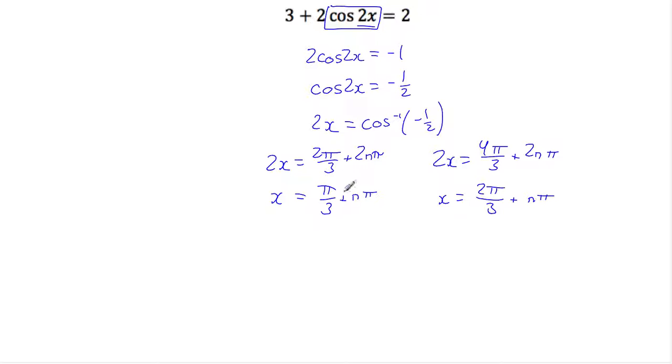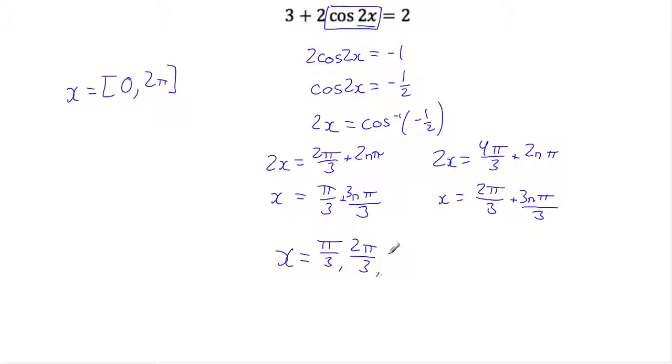Now, I am adding fractions, so that means I need a common denominator, which in both cases is going to be 3. So if my denominator is 3, I multiply both numerator and denominator by 3. So now I'm looking at the answers, and I'm going to stick to a domain so that x is between 0 and 2 pi. So I'm going to look at all the answers that happen for that. So I have x equals pi over 3 and x equals 2 pi over 3, and that's fantastic.